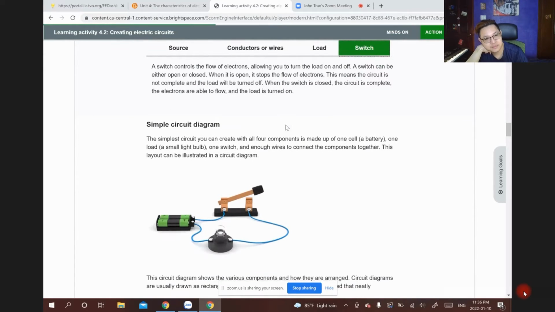Simple circuit diagram. The simplest circuit you can actually create, and it's quite fun to do, is made of all four components: one cell or battery, one lamp or light bulb as the load, one switch, and enough wires to connect the components together. I used to do something like this in the past. I built a small miniature park with light bulbs and sources like this. Fun.